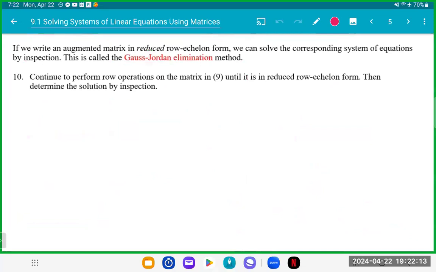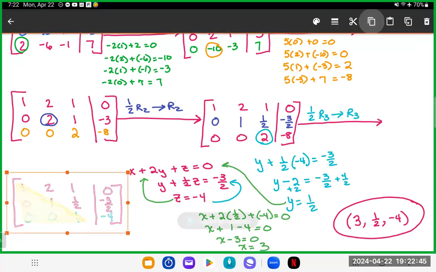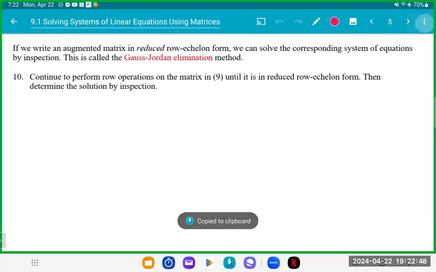All right, so as I mentioned, the previous one we did is what we just call row echelon form. If we write it in reduced row echelon form, that is the Gauss-Jordan elimination method. So we're going to come back over here, snag this piece of the matrix, and copy and paste it over here on the next page.